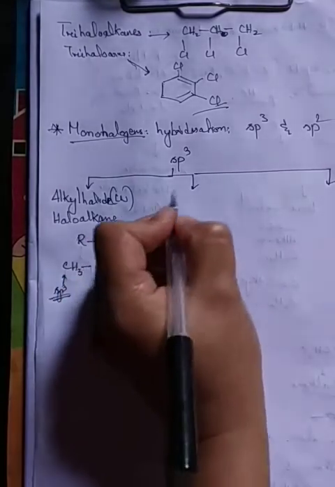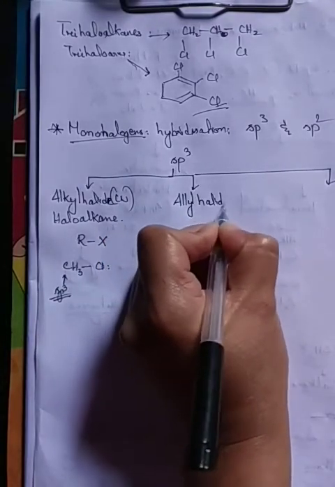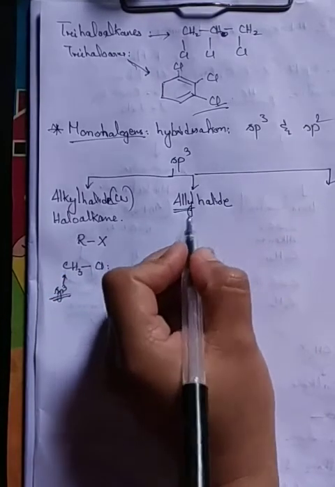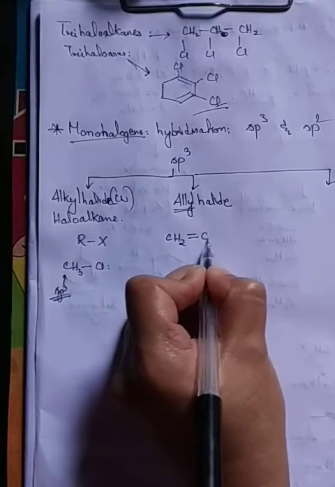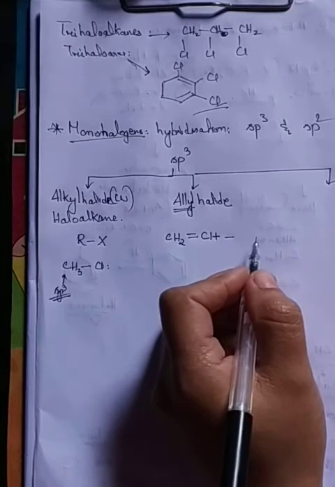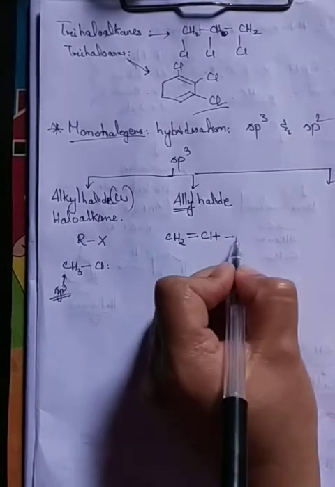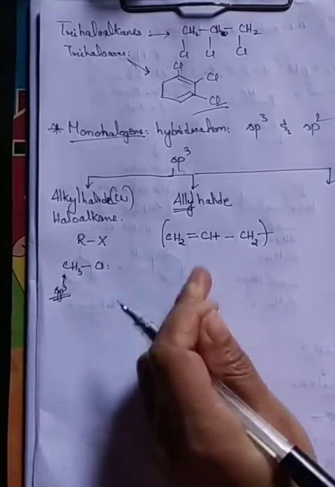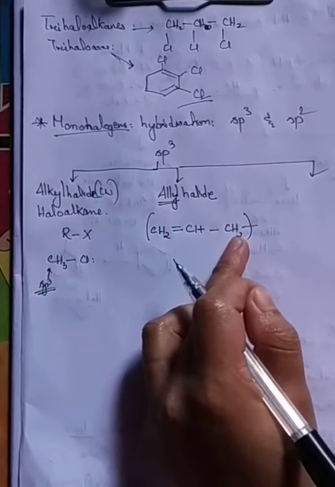Now the second one, allyl. The second one is known as allyl halide. Here we have the word allyl group. Allyl here, our allyl group is CH2 double bond CH CH2. This is our allyl group, the formula for our allyl group.